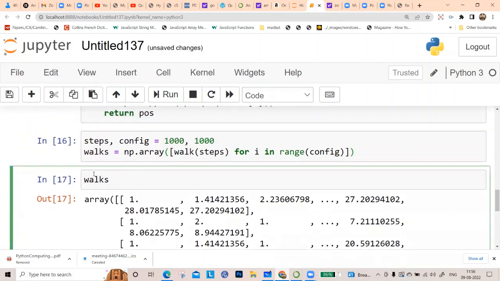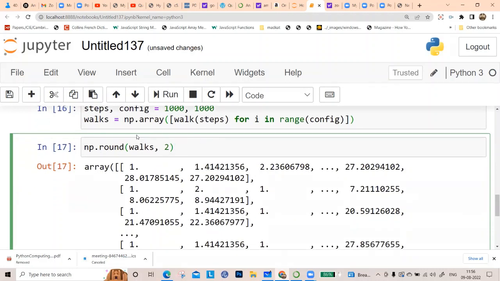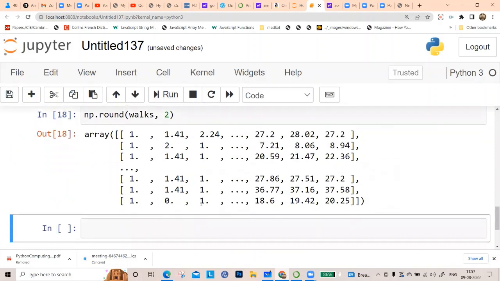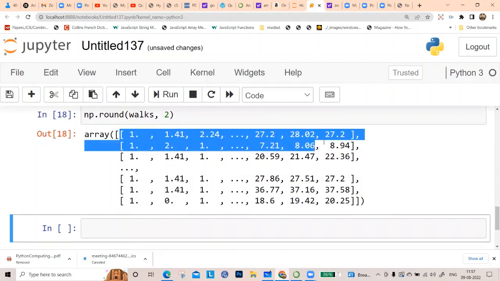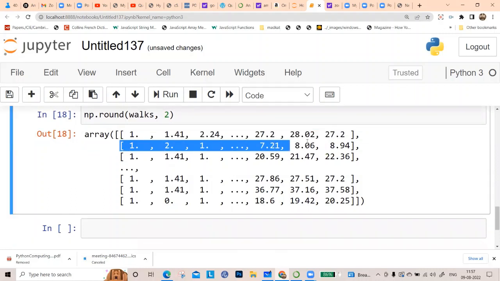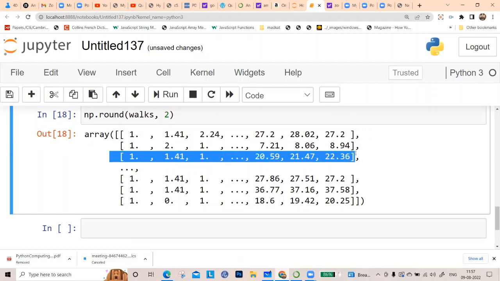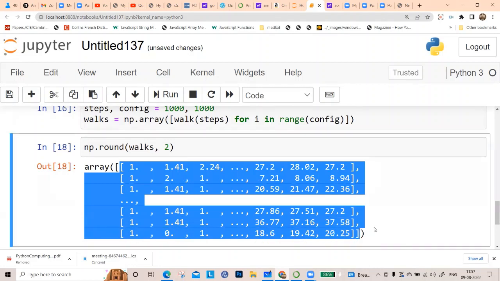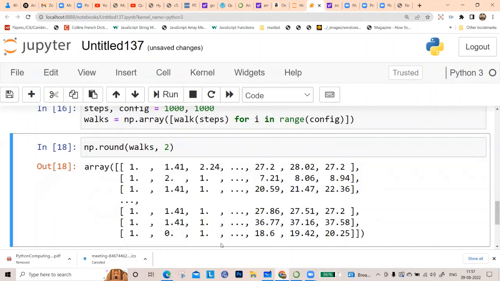Let me write it as round walks, comma 2 for good display. Let me see how it shows. Okay, it is rather sober. So this is the first walk, this is the second walk, third walk. Each row is a walk, because I have created one row here and this row is repeated 1,000 times. So here it is a 1,000 by 1,000 2D array, or you can call it a matrix.